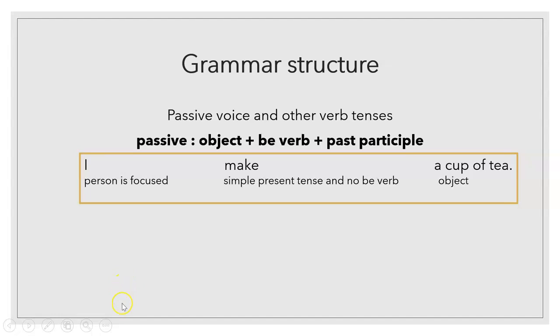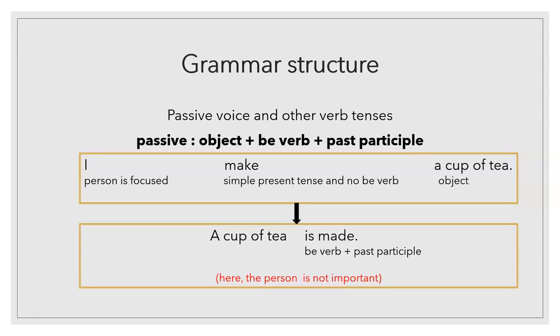In active voice, the doer of the action, here the doer is I, is the subject. Make is in its simple present tense and there is no be verb. A be verb usually is am, is, are, was and were. A cup of tea, that is the object, is placed at the end of the sentence. Now let us look at the second sentence, which is in passive form.